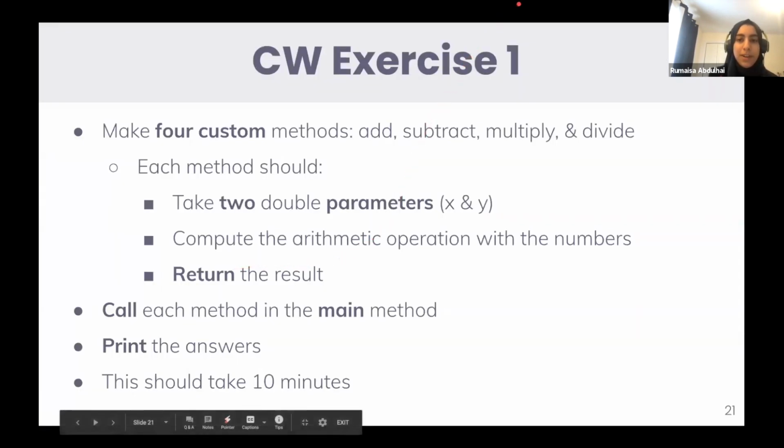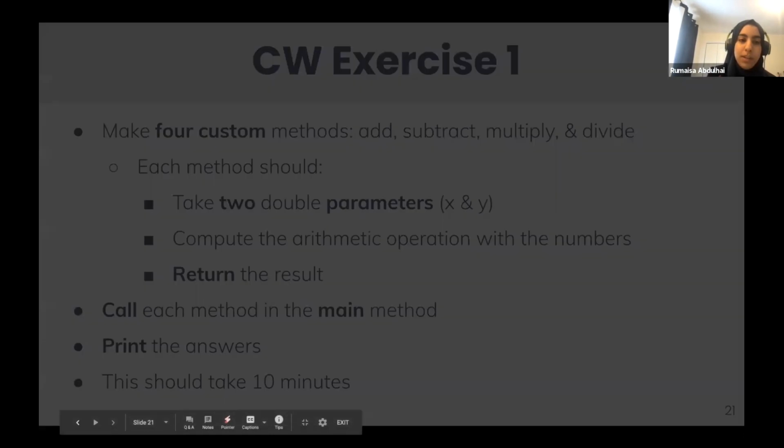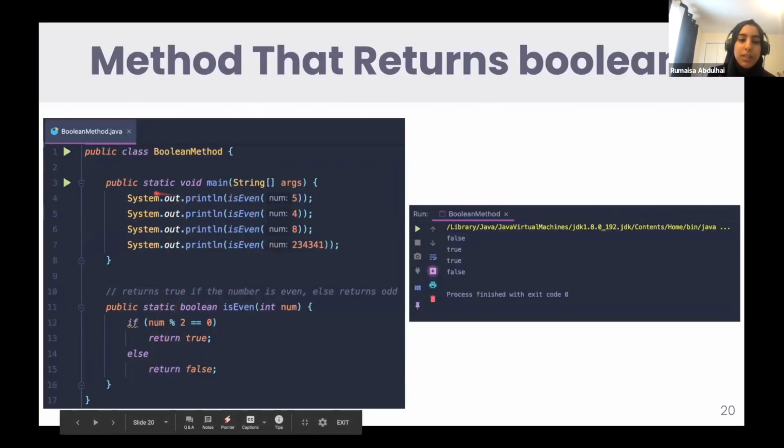So based on what we learned, I want you guys to make 4 custom methods: add, subtract, multiply, and divide. Each method should take 2 double parameters, x and y for example, or it can be a and b. Then you have to compute the arithmetic operation. So for add, it's x plus y, subtract is x minus y, and so on. And then you should return the result. The result should be a double, and you should call each method in the main method like we did before, and you should print it.